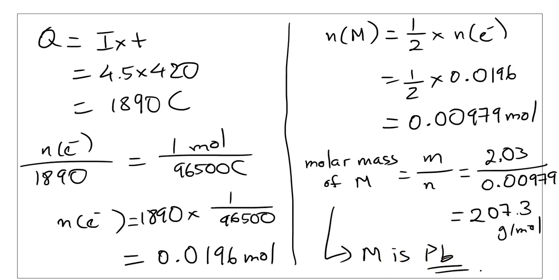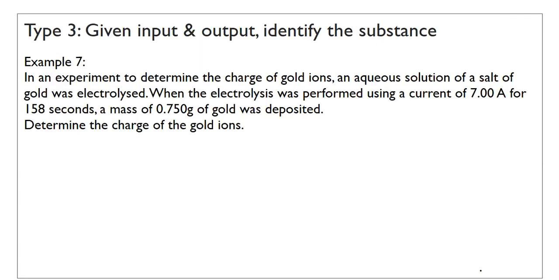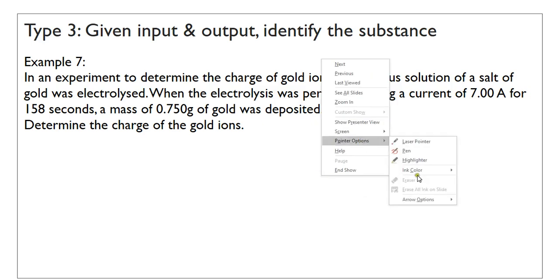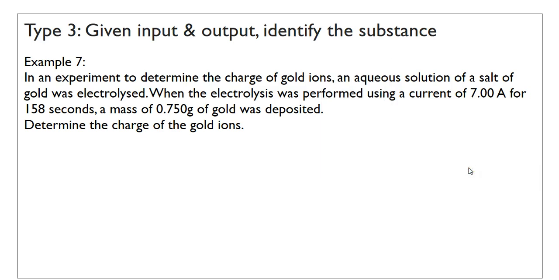Okay, that's example 6. Moving on to example 7, it's very, very similar to 6, except for one thing. You're not finding the identity of the metal, you're finding the charge of the metal ion. And you're not going to be able to just look at the electrochemical series, because a transition metal, and gold in this case, can have more than one charge. So the one listed on the electrochemical series may not be the one that you need.